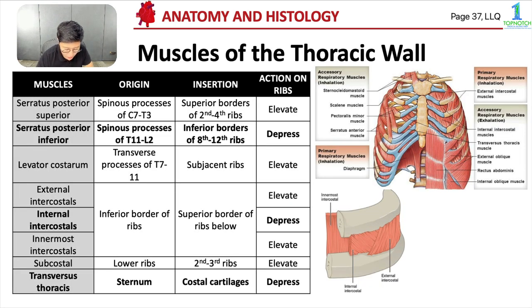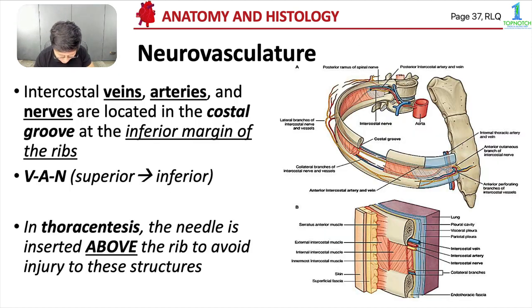Key muscles of the thoracic wall include your serratus posterior, your levator costarum, and your intercostals. And you also have your subcostal and your transversus thoracis. So when these muscles elevate the ribs, they are for inspiration. Whereas when they depress the ribs, they cause expiration. Kasi nga, di ba, dun sa bucket handle movement.